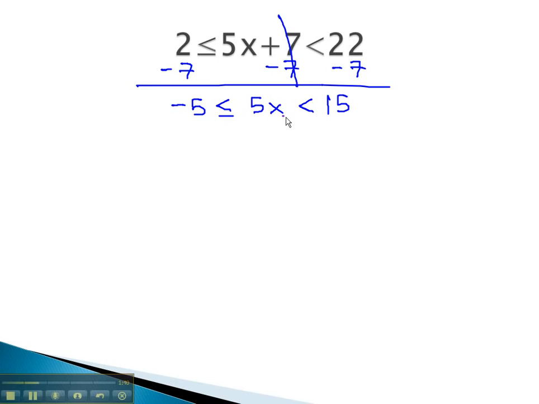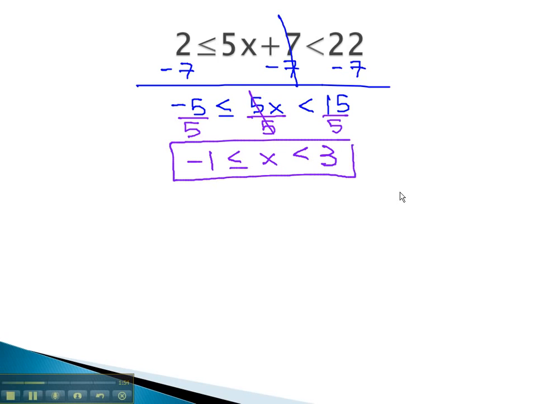To isolate the x, we divide both sides, or all three sides, left, right, and center, by 5. We now have negative 1 is less than or equal to x, which is less than 3. With the x alone in the middle, we have solved the inequality. We can graph a picture of the solutions on a number line.